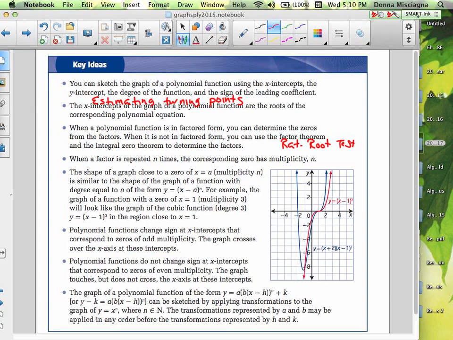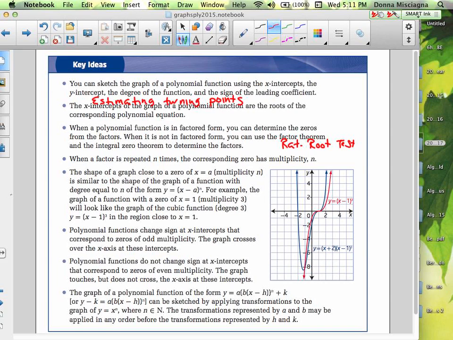So polynomial functions change signs at x-intercepts that correspond to zeros of odd multiplicity. So if we have an even multiplicity, we're just going to touch and turn back the other way, so we're not going to change signs. But if we have an odd multiplicity, when we cross, we're going to change signs. Polynomial functions do not change sign at x-intercepts that correspond to zeros of even multiplicity. The graph touches but does not cross the x-axis at these intercepts.